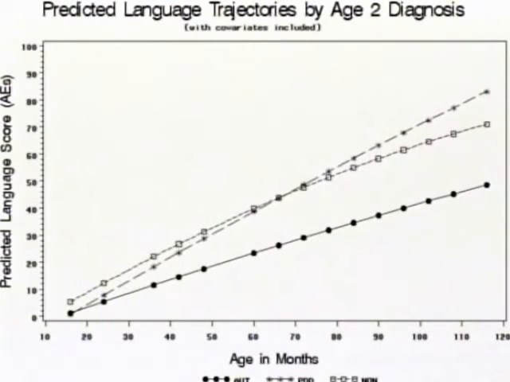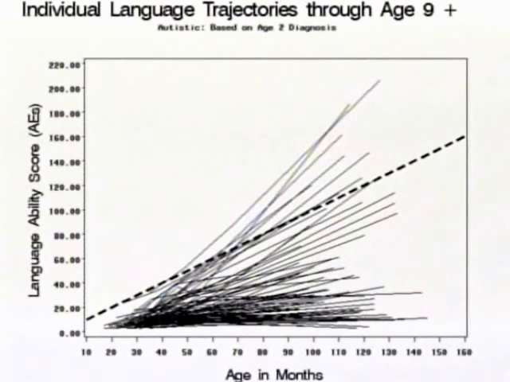What's interesting is the non-spectrum kids start to level off. They're making fewer and fewer gains as time goes on. The PDD kids have a pretty nice trajectory. But if you look at the individual level, so these are all kids with autism, each line is a different kid. So you can see the extreme spread there. The dotted line is average.